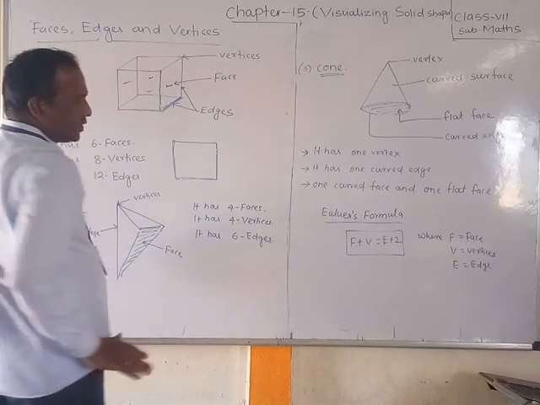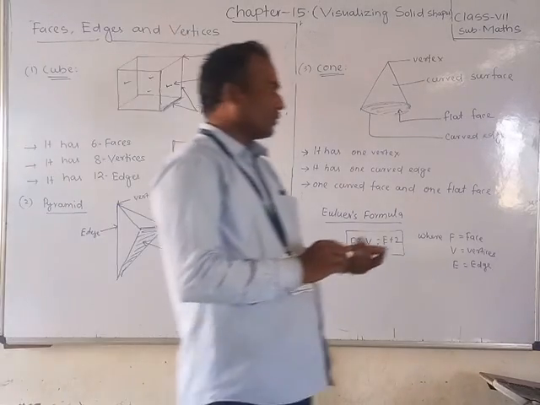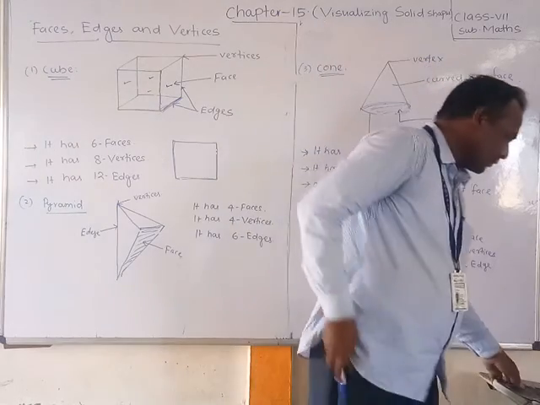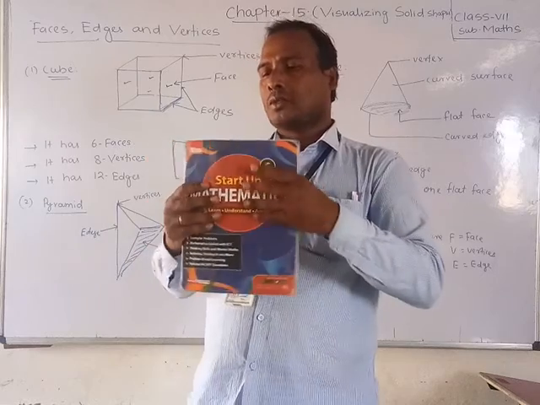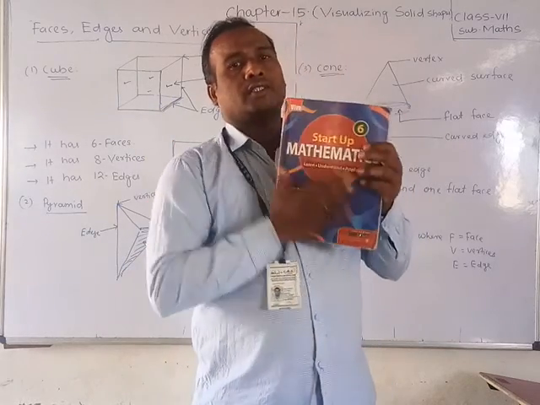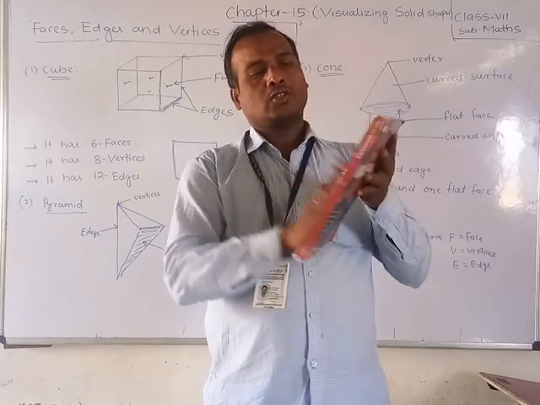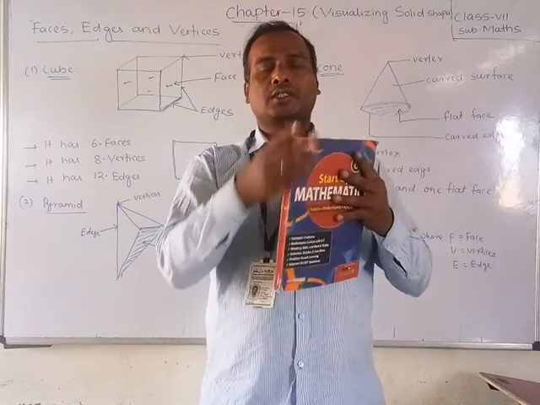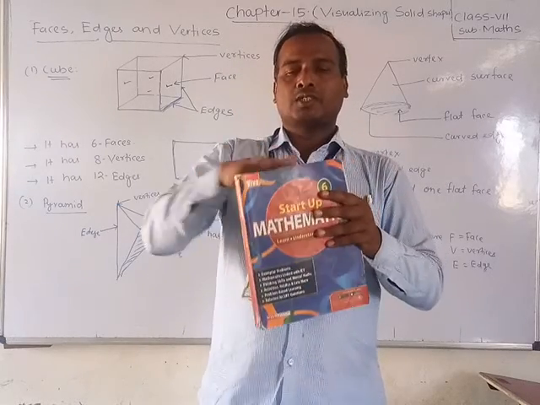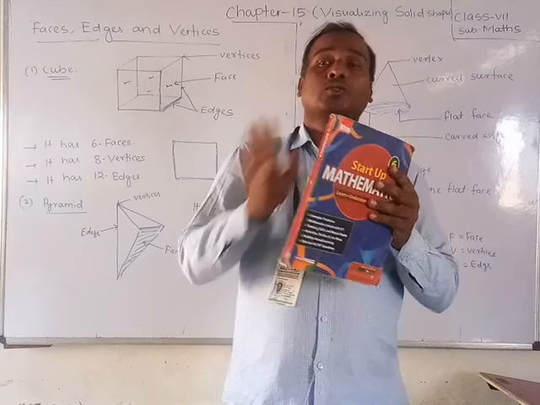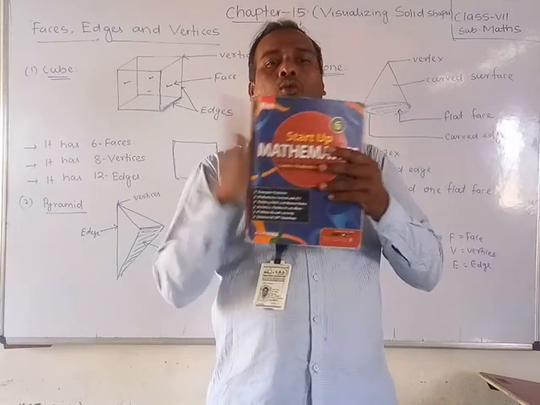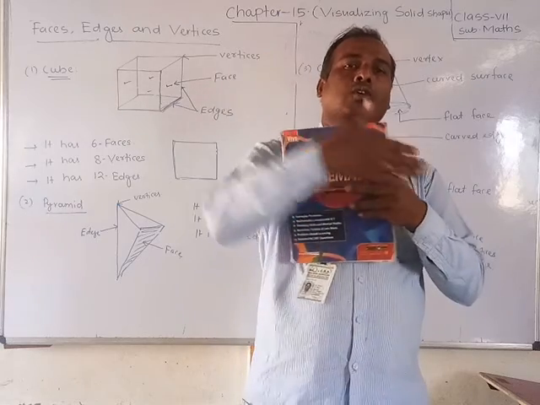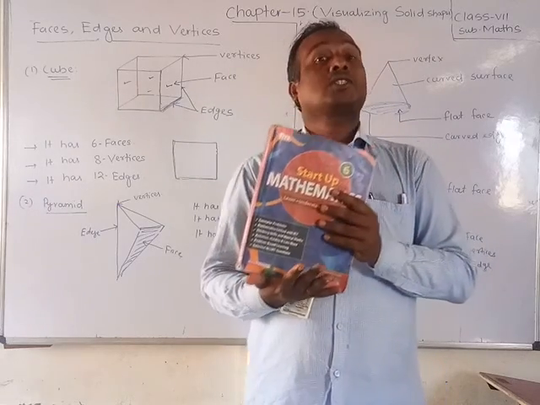Suppose I show you one book, friends. In a book also you can identify this. Observe, this is one book here. This is a face, this is also one face, this is one face, this is one face, this is one face. So how many are there? If you count 1, 2, 3 and 4, 5 and 6, these are the 6 faces.